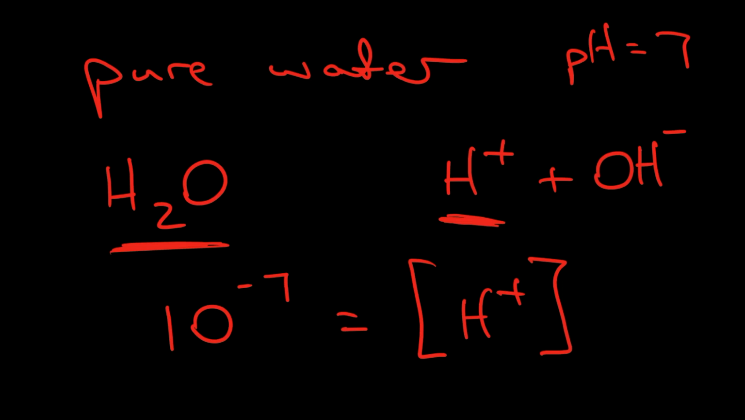But at 25 degrees Celsius, there we go, 10 to the minus 7, 1 in every 10 million water molecules dissociates or ionizes, so we get 10 to the minus 7 hydrogen ions. That's our concentration, negative log of that, pH of pure water, 7.